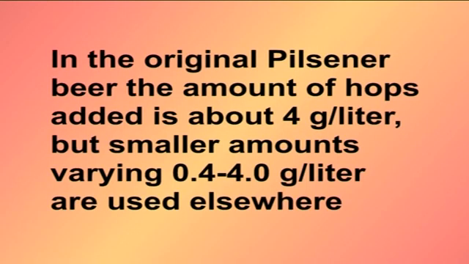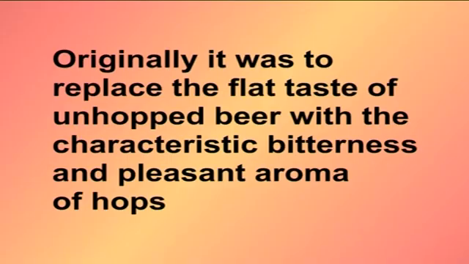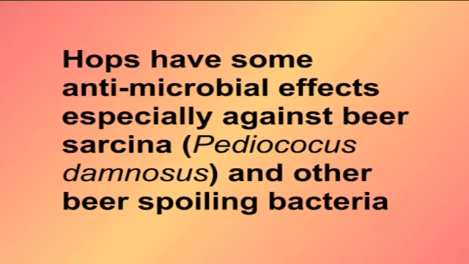In the original Pilsner beer, the amount of hops added is about 4 gram per liter, but smaller amounts varying from 0.4 to 4 gram per liter are used elsewhere. The addition of hops has the following effects. Originally, it was to replace the flat taste of unhopped beer with the characteristic bitterness and pleasant aroma of hops.